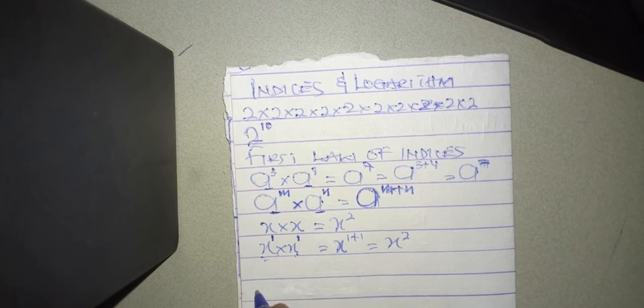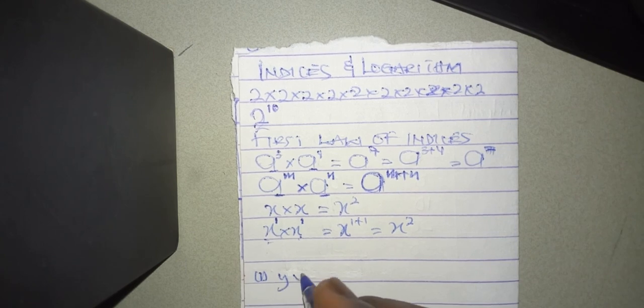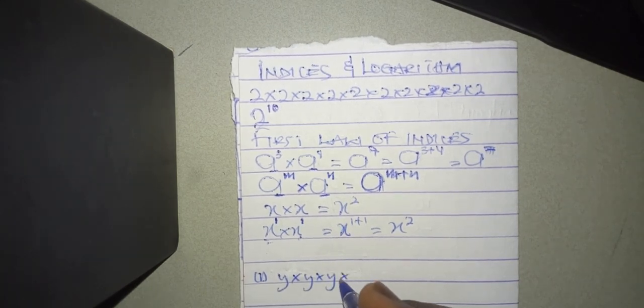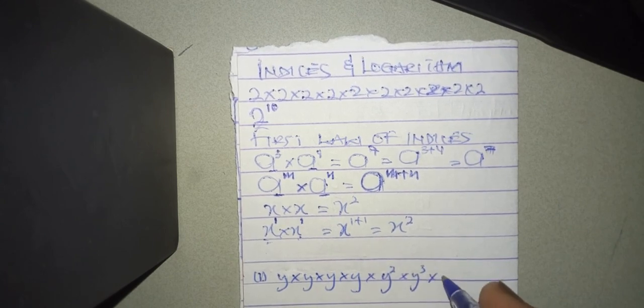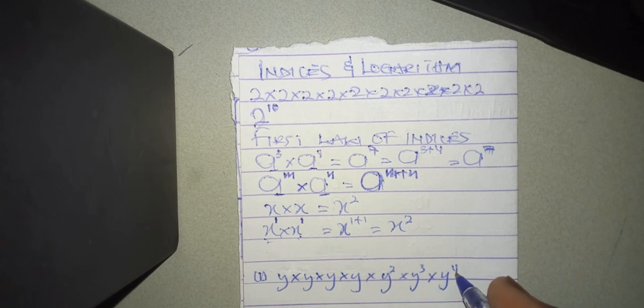We shall end this lesson here and go on to the next law, but I leave you with the following. Simplify y times y times y times y times y to the power 2 times y to the power 3 times y to the power 4.